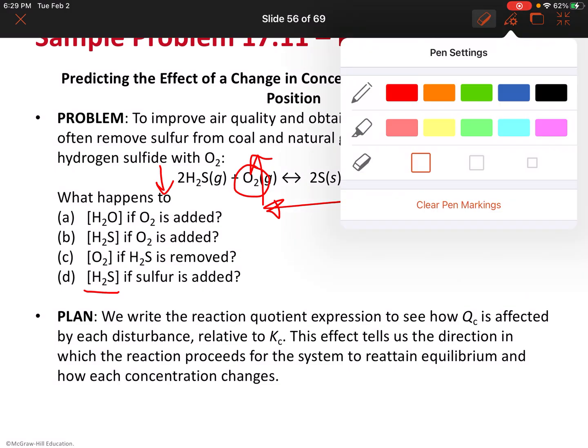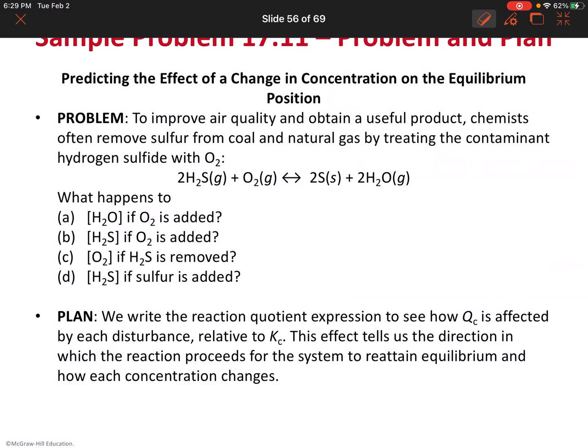What happened to H2S? Okay, H2S is over here. You are adding sulfur. What do you think is going to happen? Now remember, sulfur is a solid. So the only thing that can affect it is whichever goes into your QC. Do we put sulfur, since it's a solid, into our QC expression?